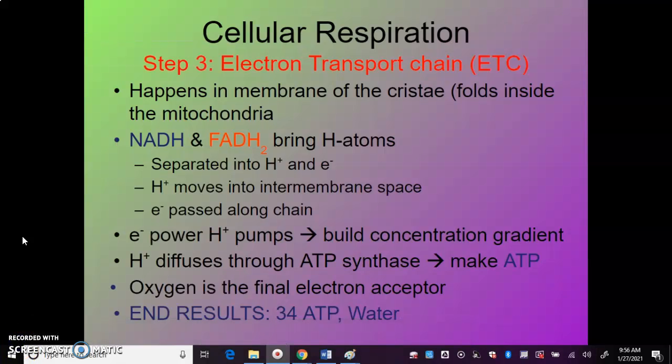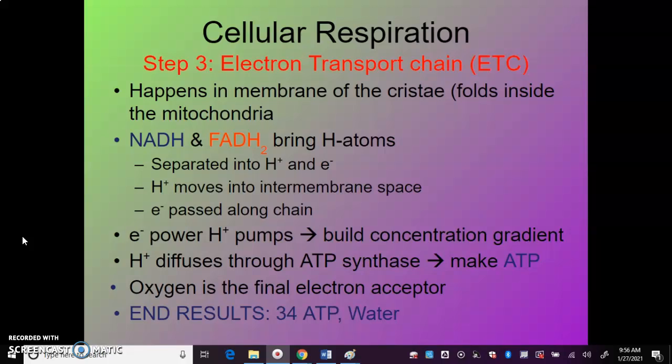Step 3, or the final step of aerobic respiration, is called the electron transport chain, or abbreviated ETC. This happens in the inner membrane of the mitochondria, which we specifically call the cristae, so that's the folded part. What you're going to see in the diagram is the NADHs that are produced from glycolysis and also the Krebs cycle, and also the FADH2s produced in the Krebs cycle, are going to be used. They're going to drop off their hydrogens and electrons, because remember they were formed by an electron carrier, and those electrons are going to be passed down what's called the electron transport chain.